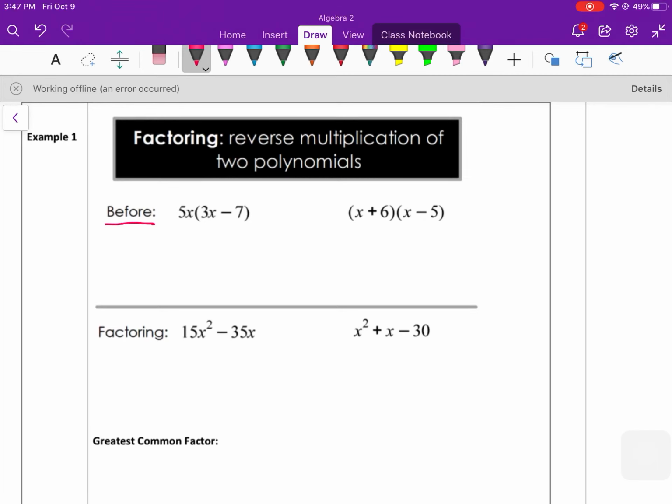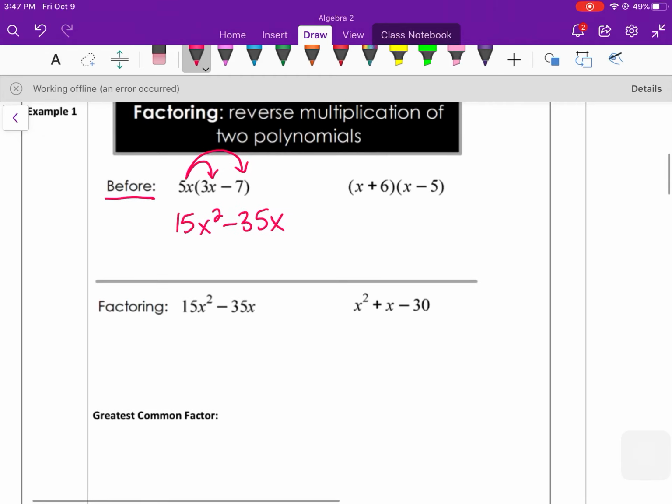So before, when you have 5x times 3x minus 7, if you multiply 5x times 3x is 15x squared, and 5x times negative 7 is negative 35x. So that's multiplying. And then reversing it is factoring.